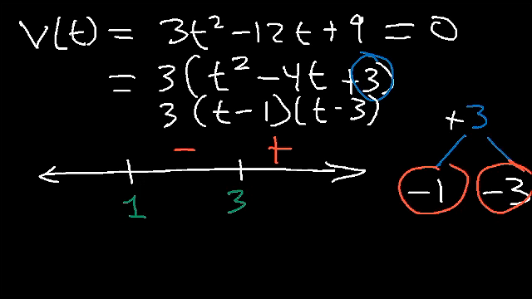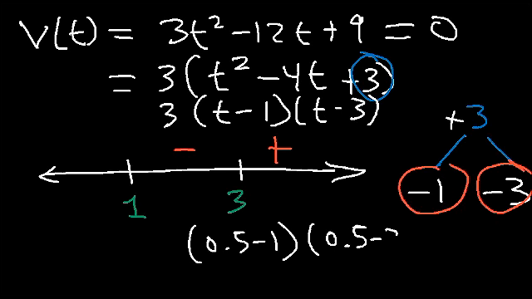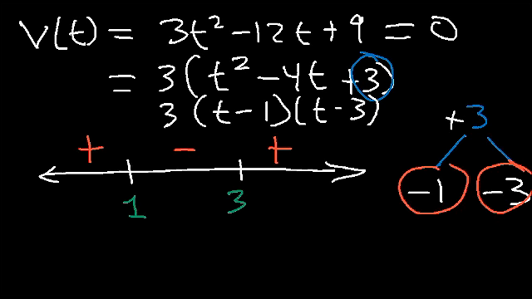Now what if we plug in a number less than 1, let's say 0.5. 0.5 minus 1 is a negative number, 0.5 minus 3 is negative. Two negative numbers multiplied to each other will give you a positive number. Now, when is the particle moving to the right? What is the answer in interval notation? So using a number line, wherever it's positive, it's moving to the right. So it's moving to the right when t is greater than 3 and when t is less than 1.